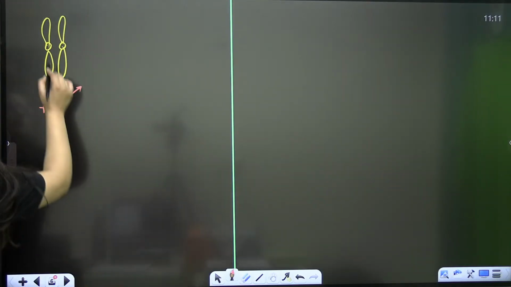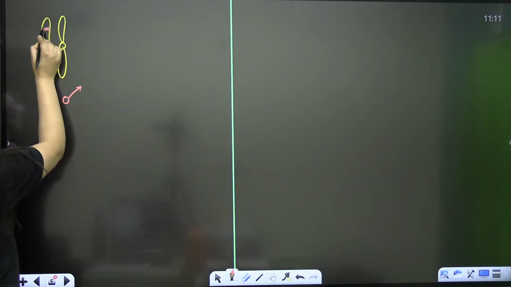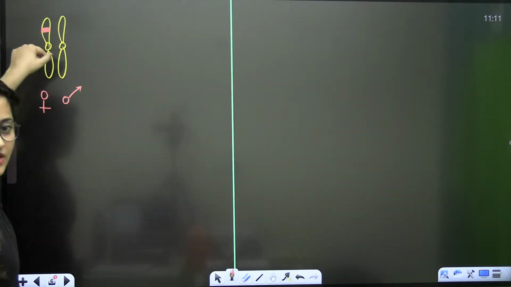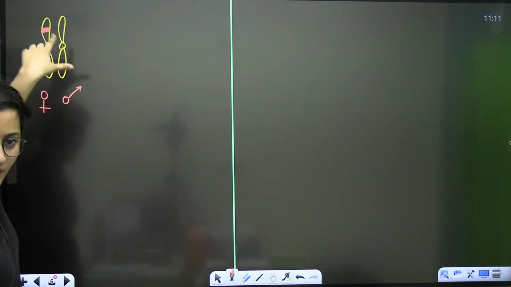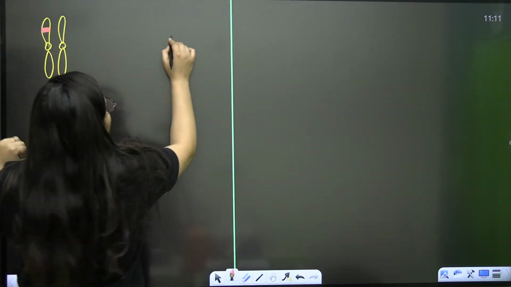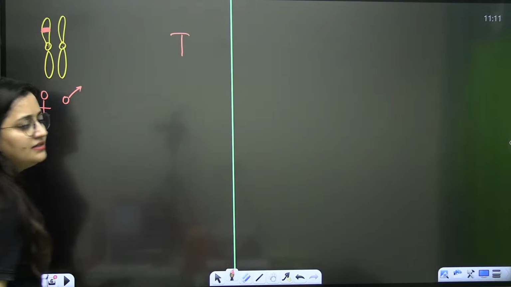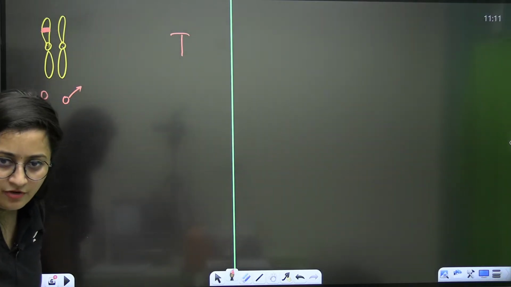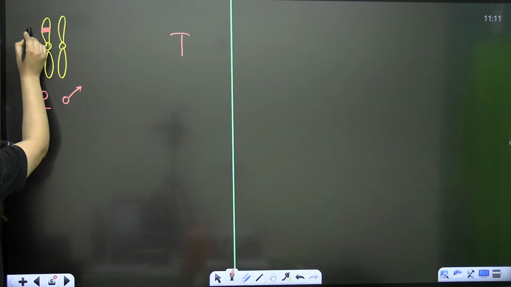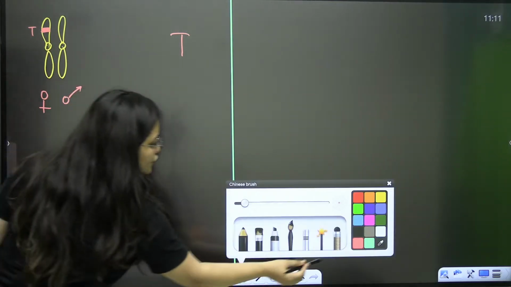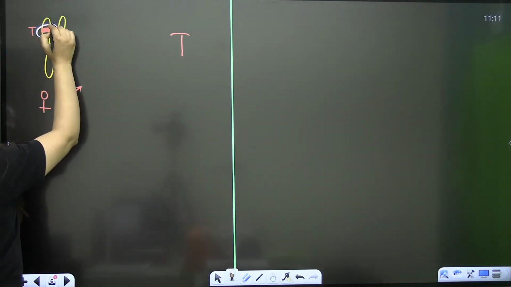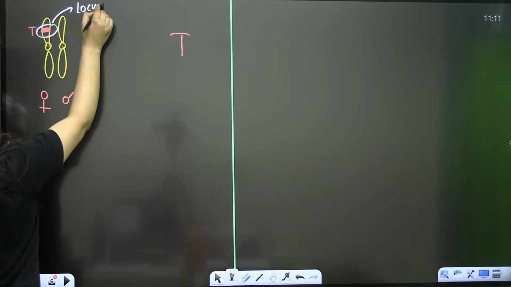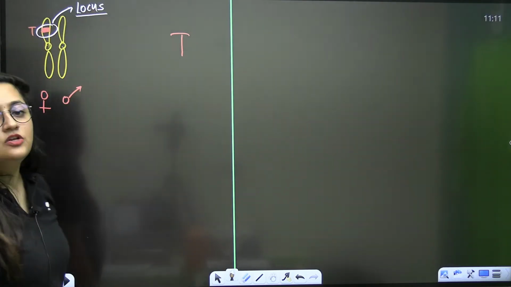So if this is the chromosome, and let's say here you have a particular gene, we can denote it with the help of alphabets. Like let's say I am denoting the height as T. I'm using the T alphabet for it. So here you have this T. The position of this gene on this chromosome, we call that position, that place, as locus.